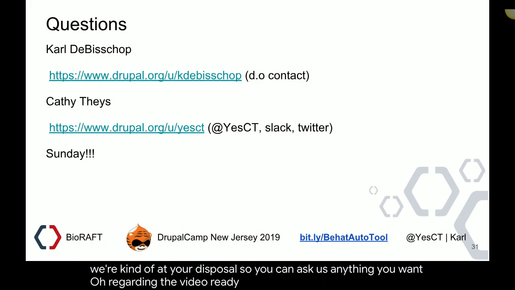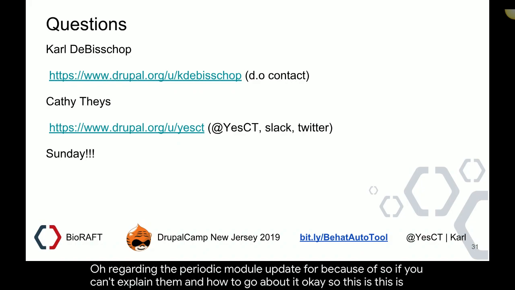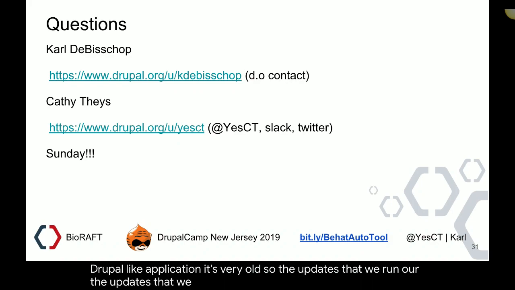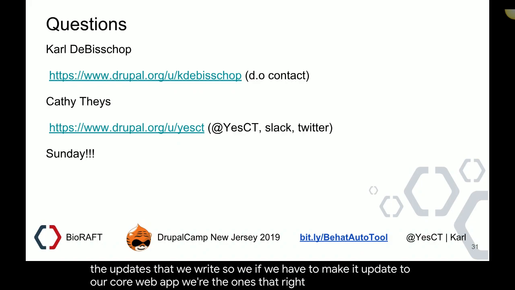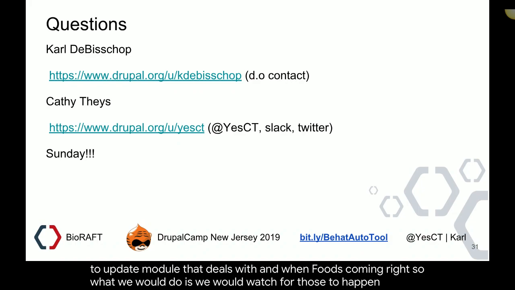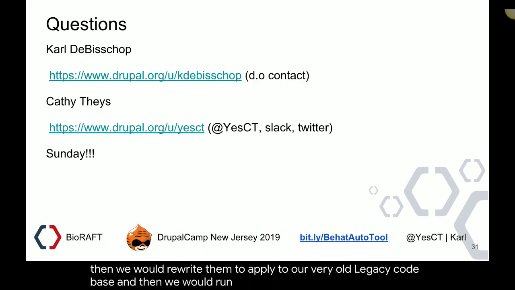Regarding the periodic module update, what we get in group, can you explain how to go about it, just from the basics? Okay, so this is a Drupal-like application that's very old. The updates that we run are the updates that we write. If we have to make an update to our core web app, we're the ones that write that update. If it's a community module which has some security updates or some enhancements which come in, we would watch for those to happen, and then we would rewrite them to apply to our very old legacy code base, and then we would run our updates on it. So it's not really Drupal.